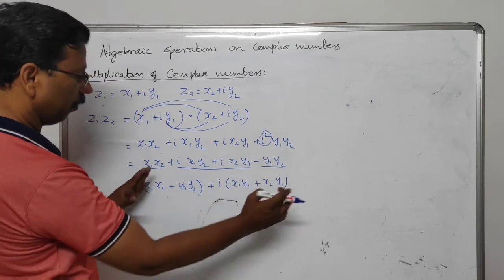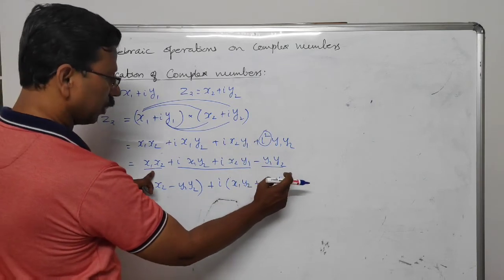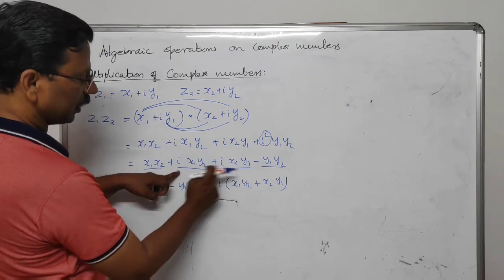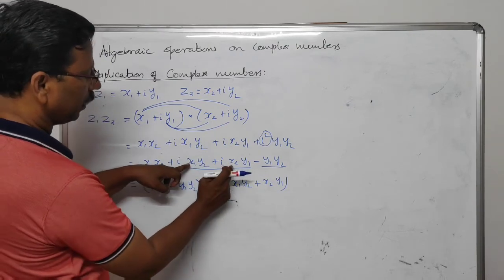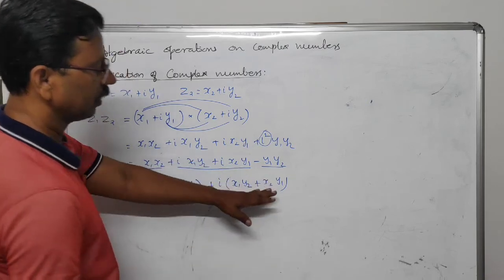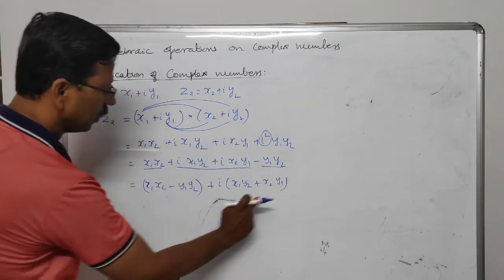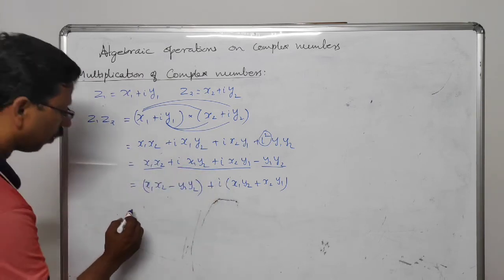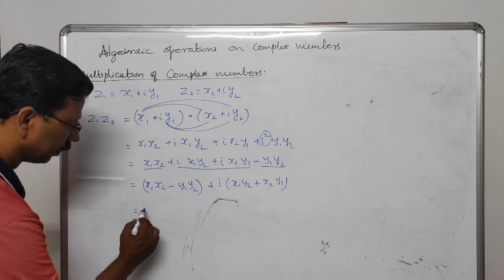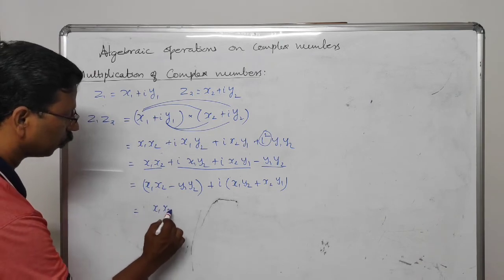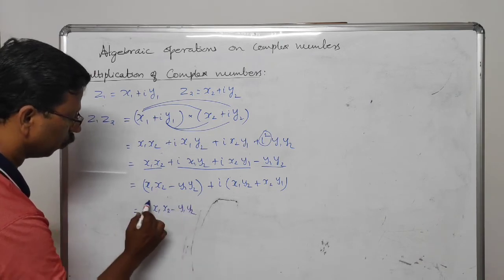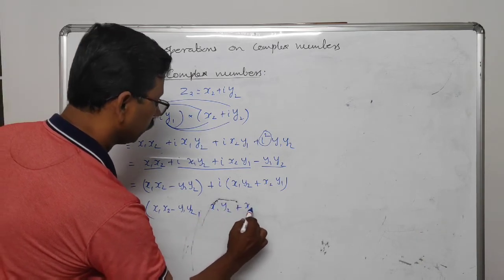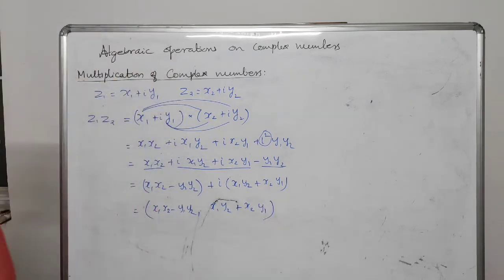Now here I am going to simplify this term. x1, x2, y1, y2 are the real parts, therefore you can combine together. Then these two are imaginary parts, you take i outside, then you write x1 y2 and x2 y1 as the imaginary part. Now this is the multiplication of the two complex numbers. If you want to write it as an ordered pair, you can write (x1 x2 minus y1 y2, x1 y2 plus x2 y1). Like this you can write.